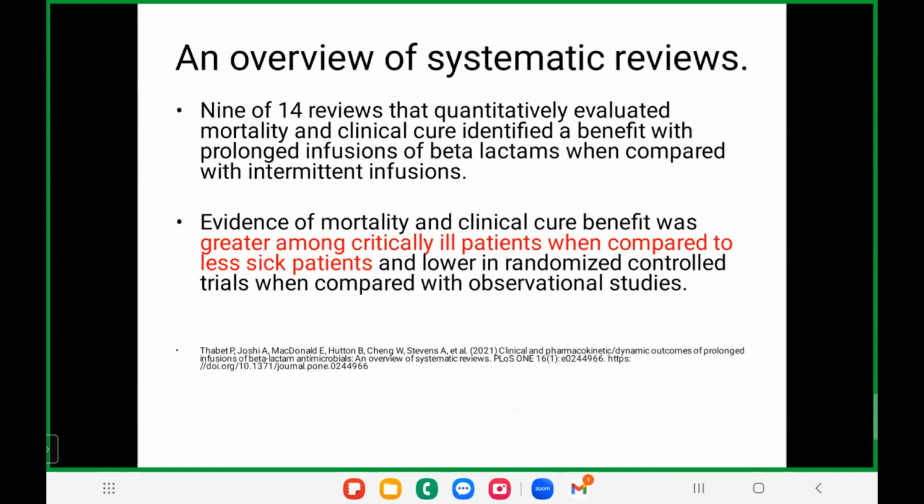So even the recent systematic reviews published in 2021 showed that this type of prolonged infusion has a greater effect on mortality and clinical cure among critically ill patients when compared to less sick patients. So what I can suggest is, if you are giving meropenem in an ICU patient, try to give it as an infusion, not like a bolus of half an hour to 1 hour. At least a minimum of 3 hours.